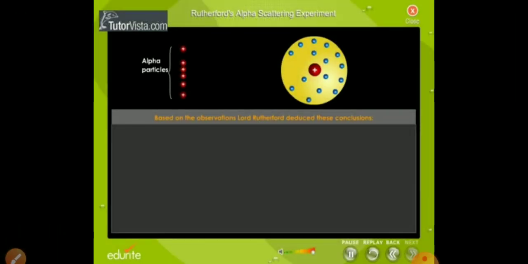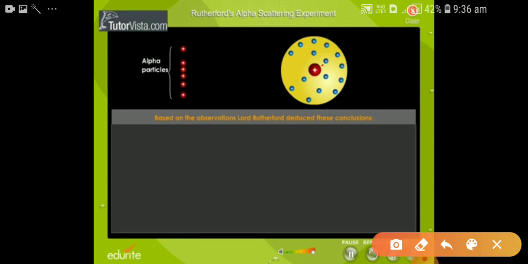Why did this happen? The large number of alpha particles going straight through the foil indicates that there was no obstacle in their path. It means that there must be mainly empty space inside the atom in the solid gold foil. Second, the small number of alpha particles that got deflected through a small angle or big angle must have faced an obstacle. Yes, it means positive charges.